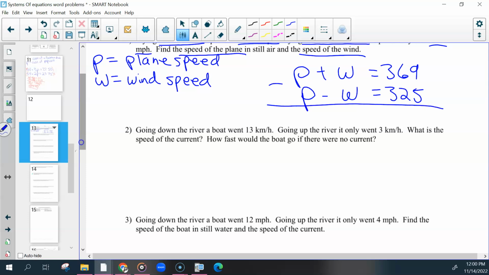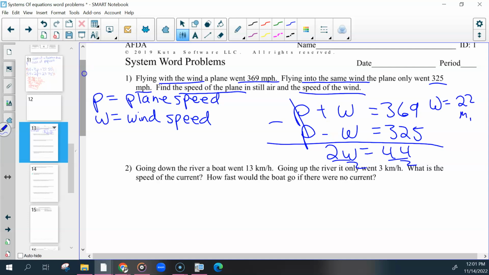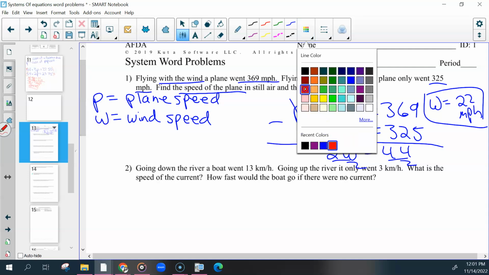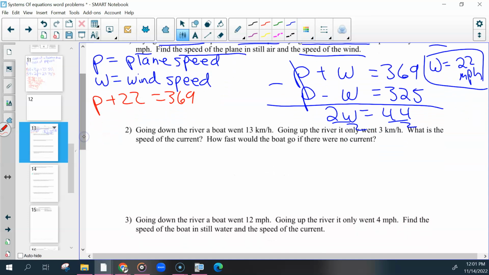Correct. So the P's would cancel. W minus negative W would really be plus. 369 minus 325 would be 44. And then divide. And then your label would be whatever it says. So here, miles per hour, that's what you would use. Use that W to find P. Doesn't matter which equation you put it into. Solve for P.